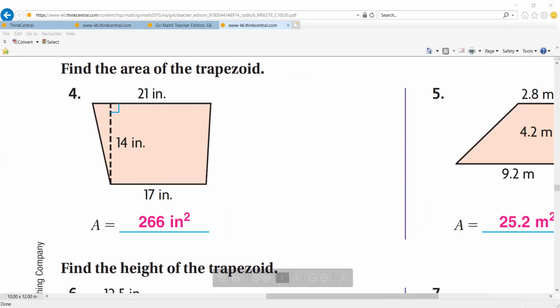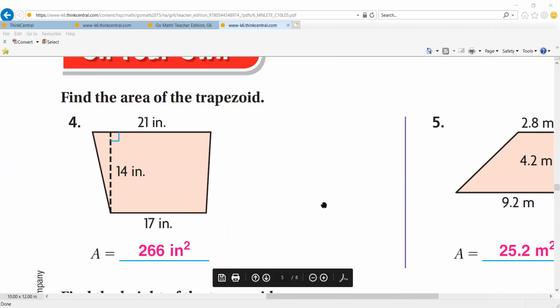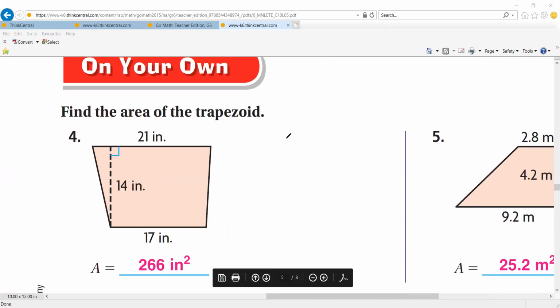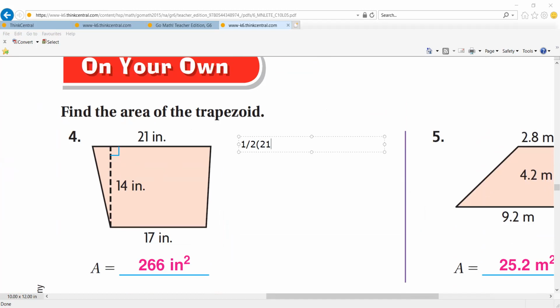Come on, girls. Find the area of this trapezoid on your own. What is the formula? Half of B1 plus B2. What are B1 and B2 given in the diagram? 21 and 17. Excellent. 21 plus 17, and then I will multiply with 14, with half. When I add 21 and 17, I get 38, times 14.